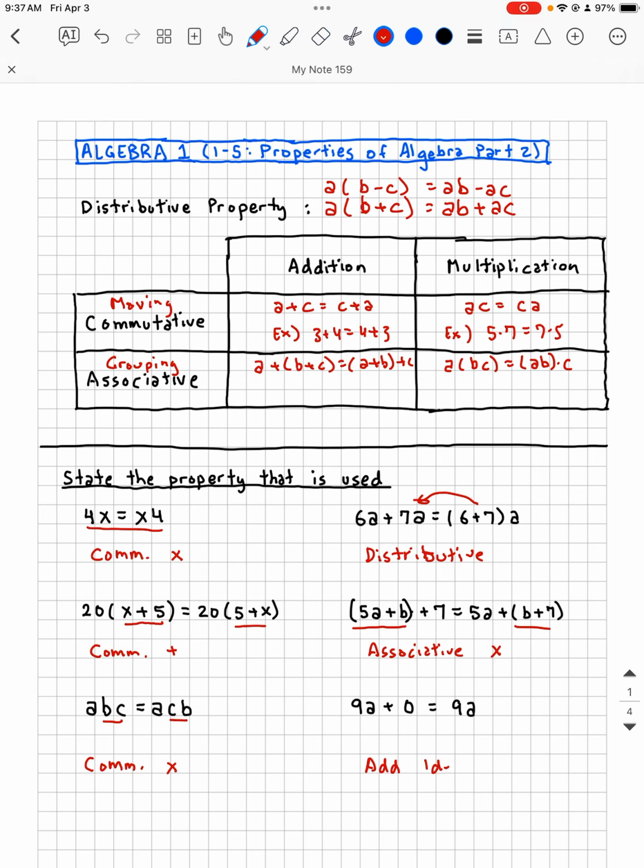So additive identity. Okay, so for today, your homework is going to be a combination of the old properties and also the new properties. We're going to have to put them all together.